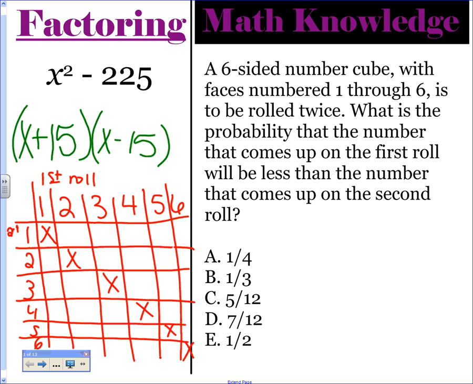So the first roll is less than the second roll. This is our first roll, 1. Is that less than 2? So that one would work. What about this one? This whole bottom? Okay, would these numbers over here work?